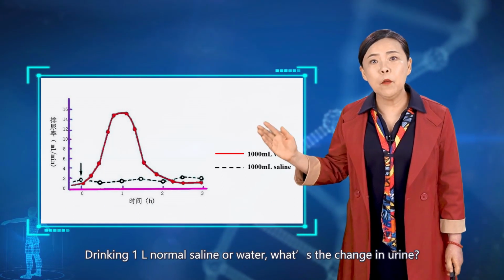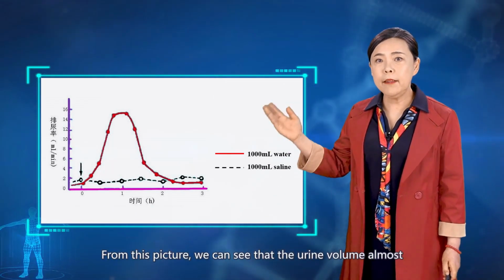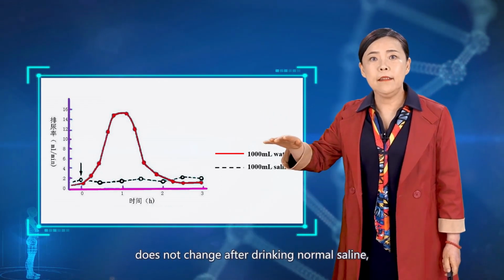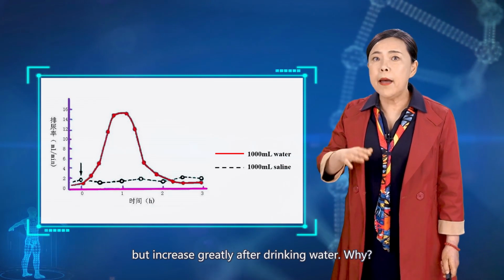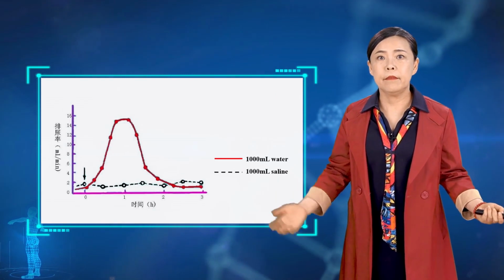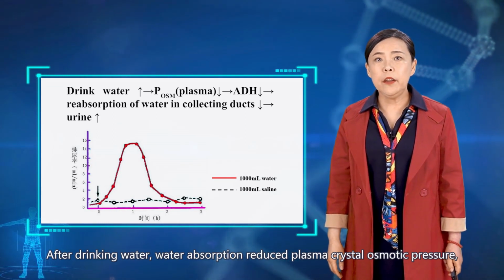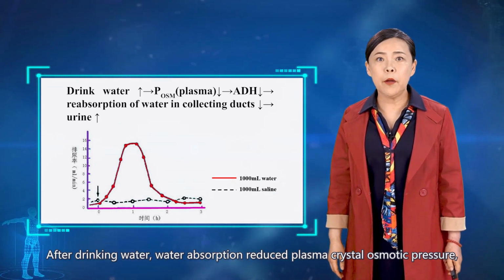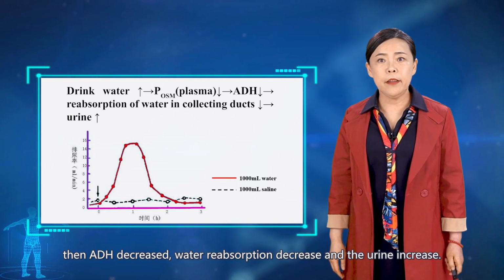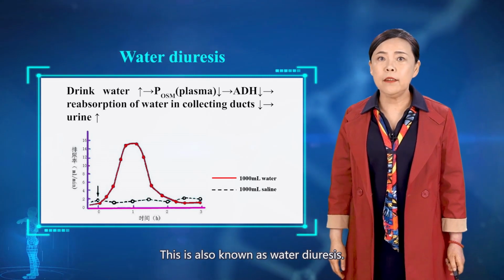Drinking 1 liter of normal saline or water: what's the change in urine? From this picture, we can see that the urine volume almost doesn't change after drinking normal saline, but increases greatly after drinking water. Why? After drinking water, water absorption reduces plasma crystal osmotic pressure, then ADH decreases, water reabsorption decreases, and the urine increases. This is also known as water diuresis.